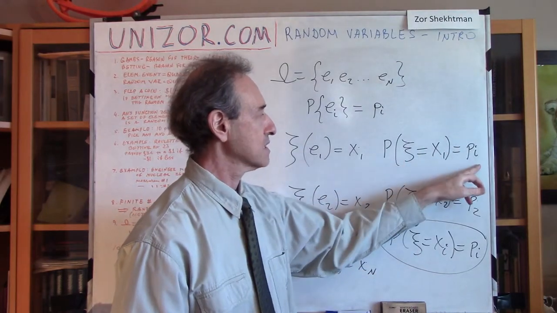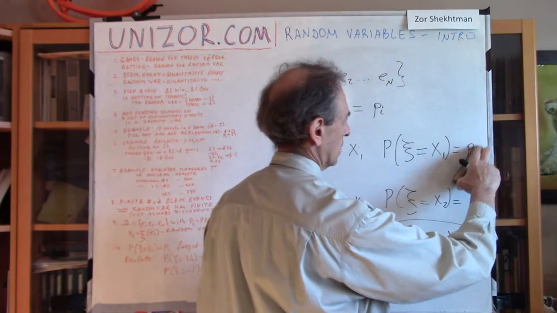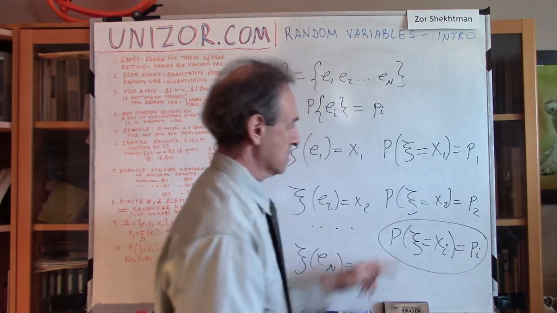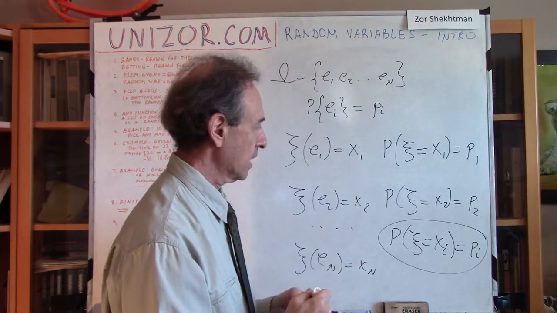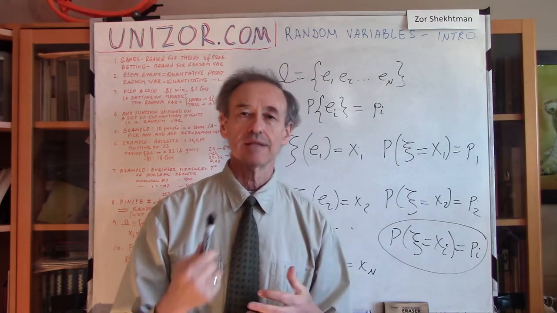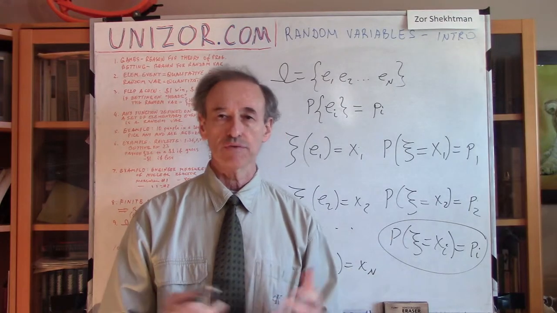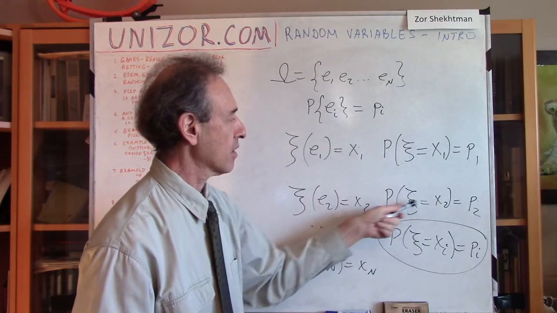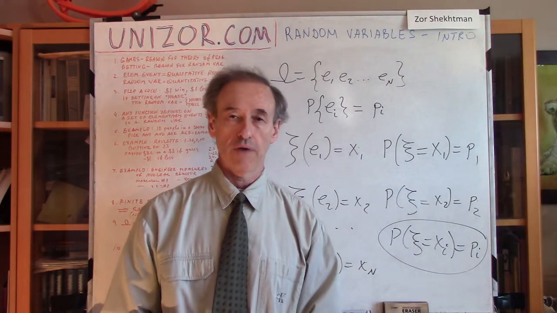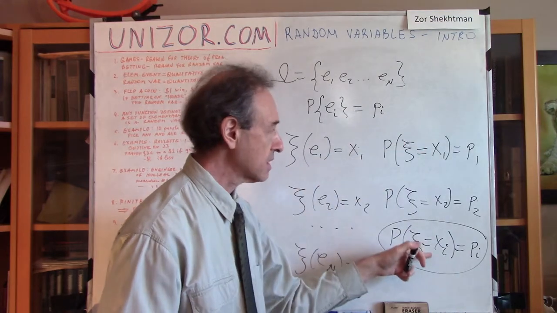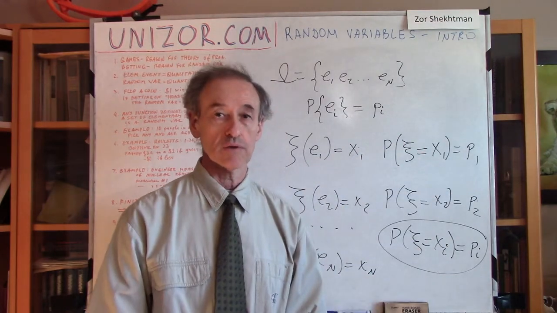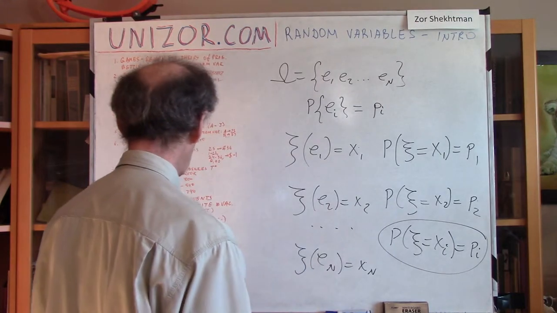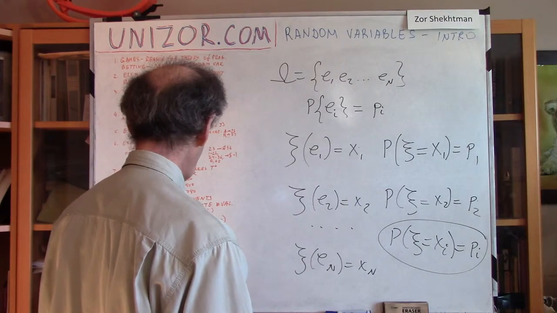So this value with this probability, that should be one again. This value with this probability, etc. So that's basically enough to analyze the behavior of the random variable: the probabilities of having this random variable take certain values. So we need to know the values, and we need to know the probabilities of these values, and that's enough to analyze our random variable.